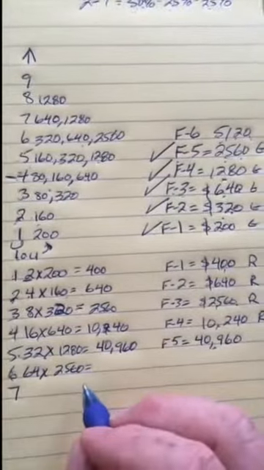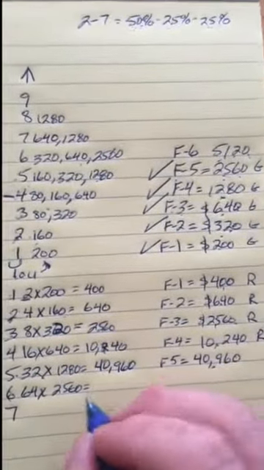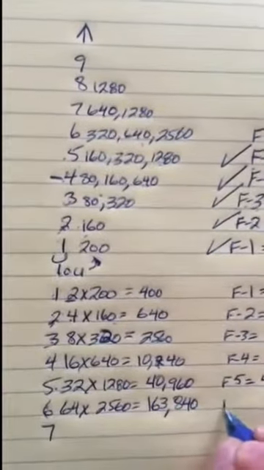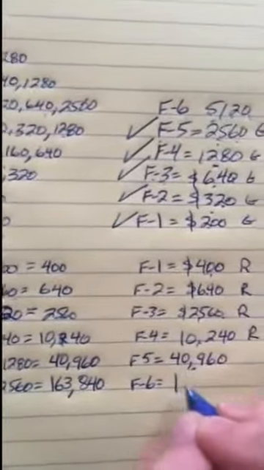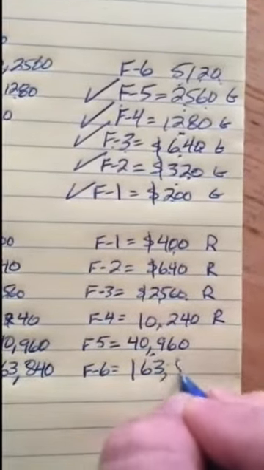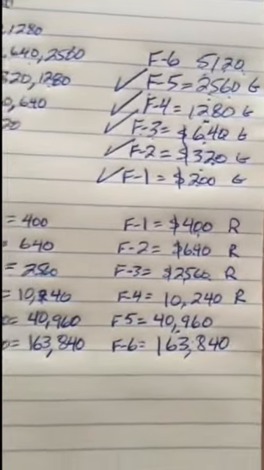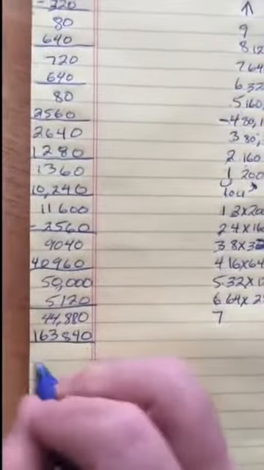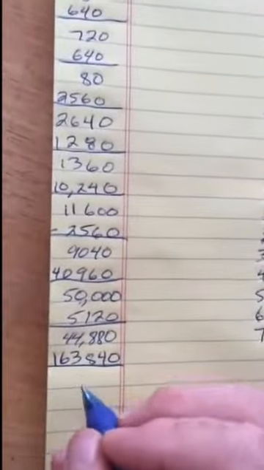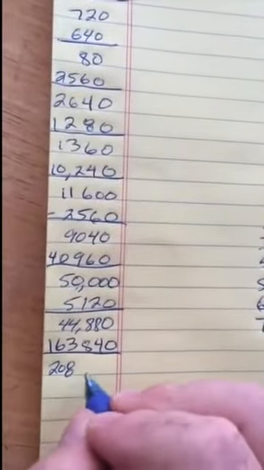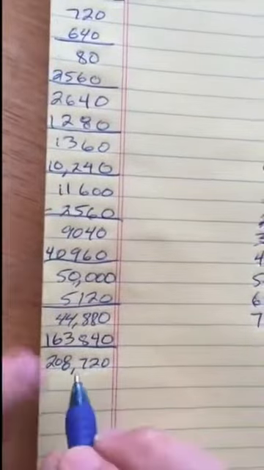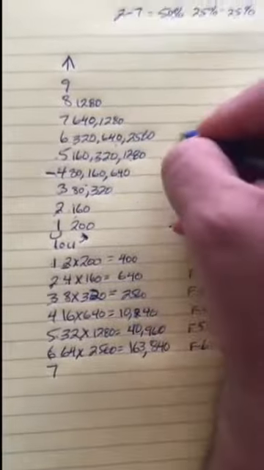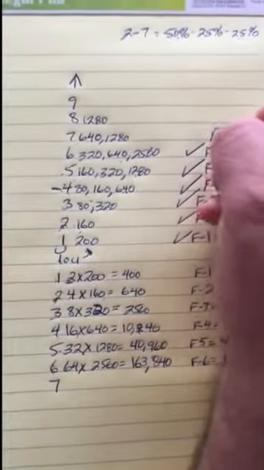Now, 64 times 2560 is $163,840 on floor 6. That's $163,840. Add that over here to your project fund, and that leaves you a total of $208,720 in your project fund. Now, we're going to do one more step, okay? We're going to fund floor 7.